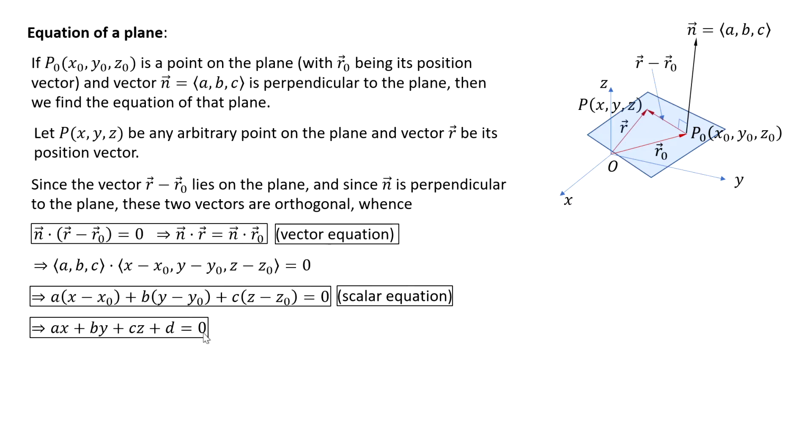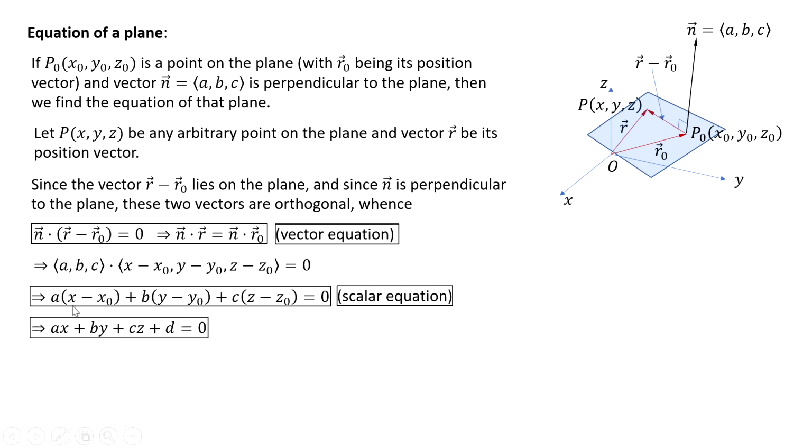Check this out. Do I get ax from here? A times x? Yep, that's what I wrote. By? Yep. cz? Yep. But what happened to that ax sub 0? Minus ax sub 0, minus by sub 0, minus cz sub 0.